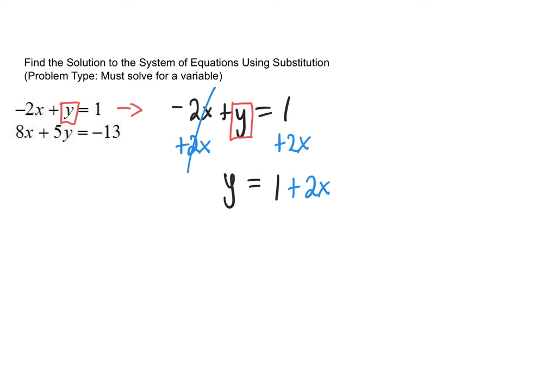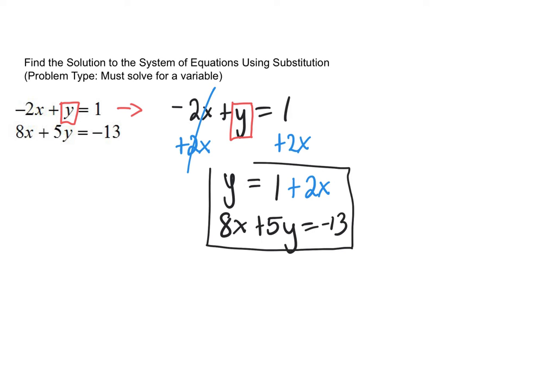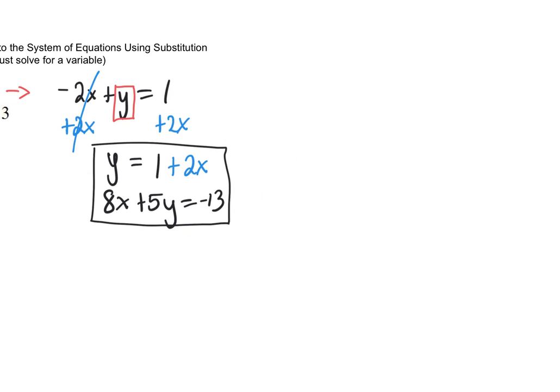And now this first equation looks just like an equation in the previous lesson. I'm just going to rewrite. So now really I have this system of equations that I'm going to work with by using the substitution method. So now replace letter y with everything it equals. So we have 8x plus 5, but now y becomes 1 plus 2x equals negative 13.